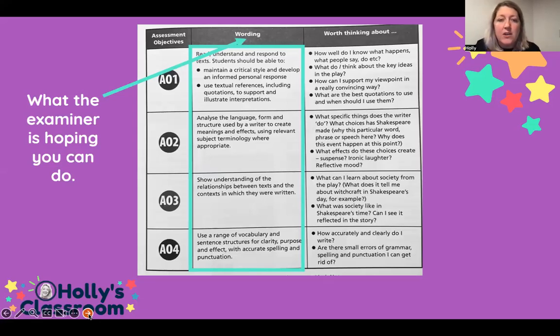And I'm just going to summarise very quickly why. So the wording for each assessment objective there is outlining to you what the examiner is hoping you can do. So the examiner is really trying to find evidence of that in your work. So when you know what the examiner is looking for, then you know what to include in your written work.